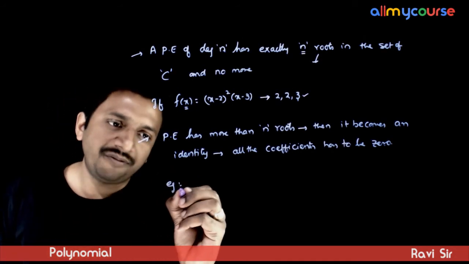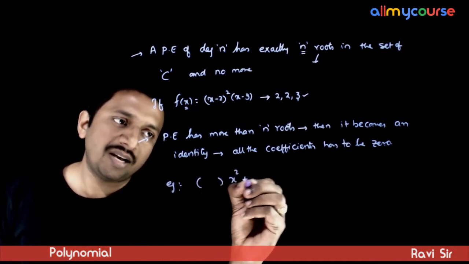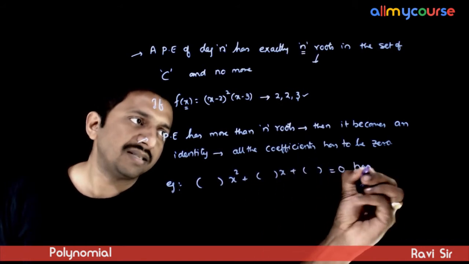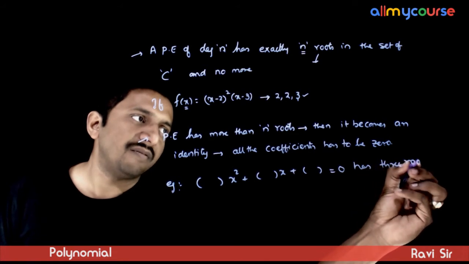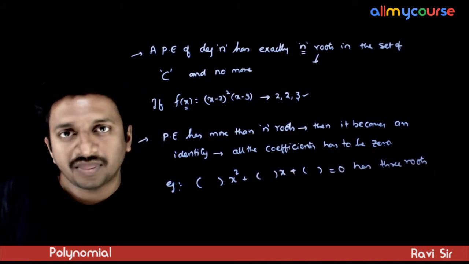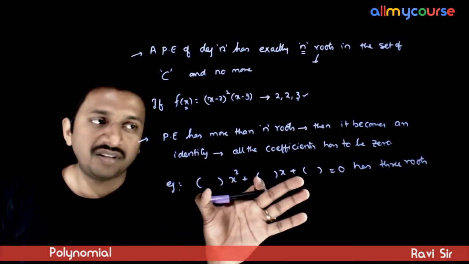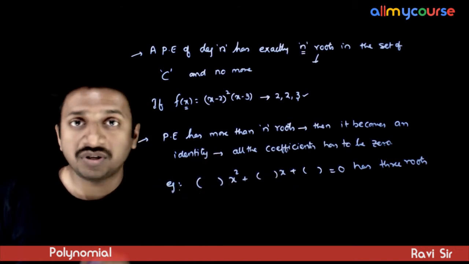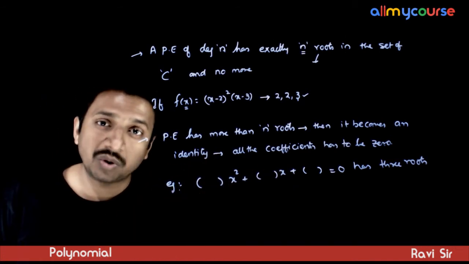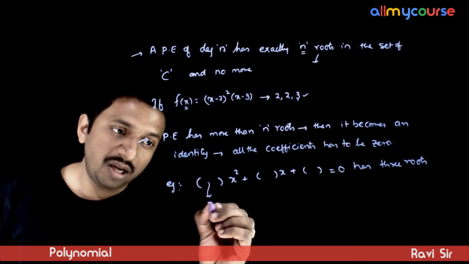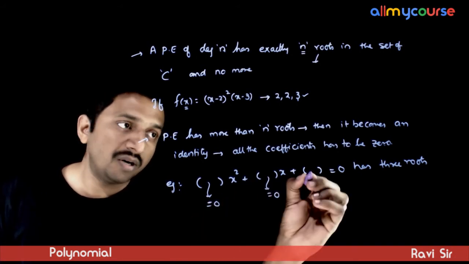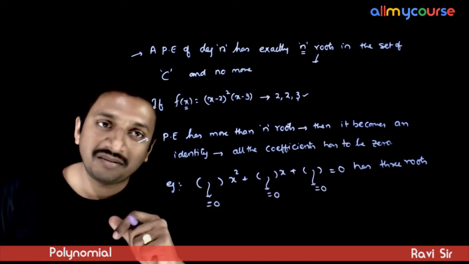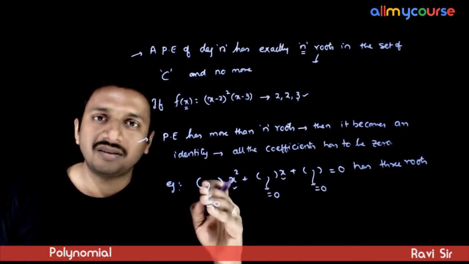For example, if some coefficient times x square plus some coefficient times x plus some coefficient is equal to 0 has 3 roots. If someone claims that it has 3 roots, it means for 3 different numbers, this equation is getting satisfied. Then there is only one option. This has to be equal to 0. This also has to be equal to 0. This also has to be equal to 0. Then this becomes an identity. It means for whatever value of x, this equation is valid.